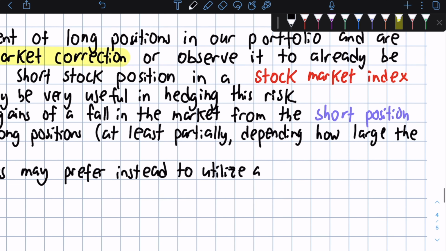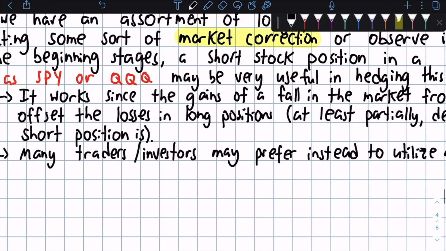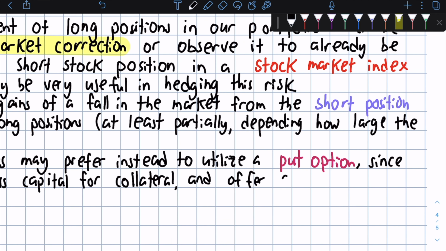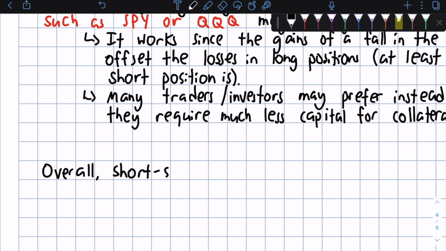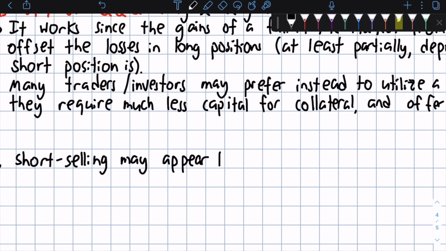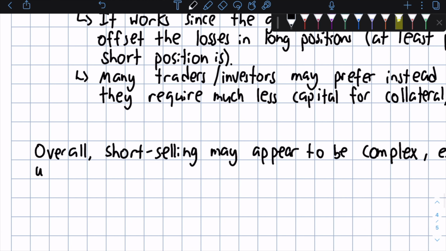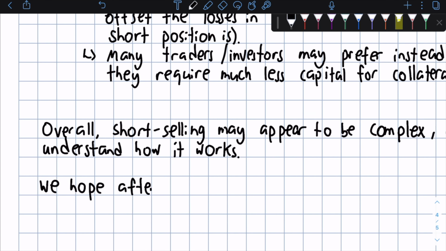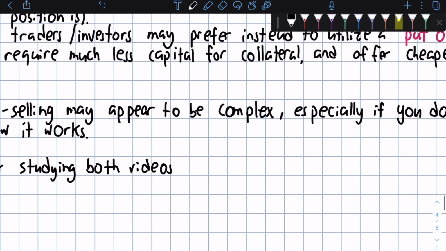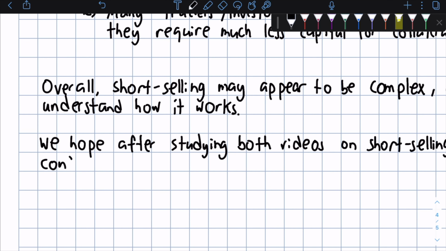Many traders or investors may prefer instead to utilize a put option, which is essentially the same idea as shorting a stock but using an option, since they require much less capital for collateral and offer cheaper premiums for the investor. Overall, short selling may appear to be complex, especially if you don't fully understand how it works, and that was the case before you watched these videos. We hope after studying both of them on short selling carefully, you'll be able to confidently give short selling a chance.